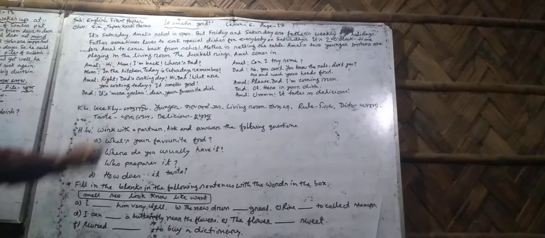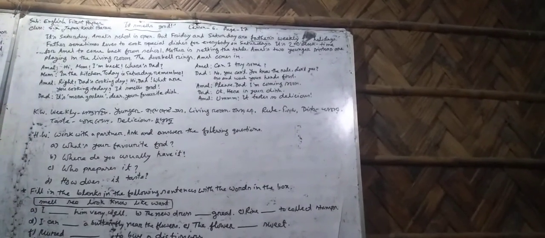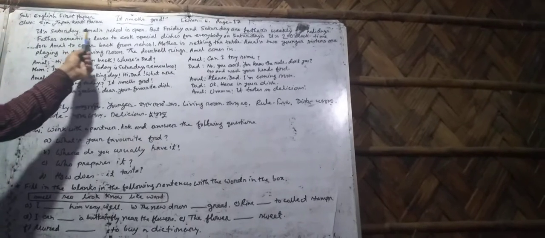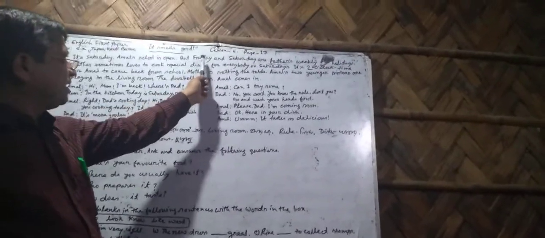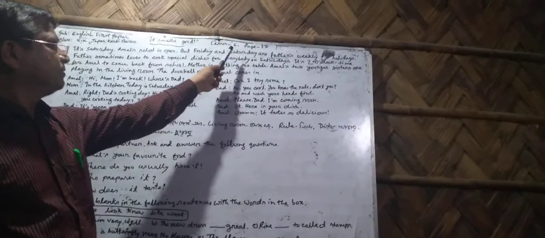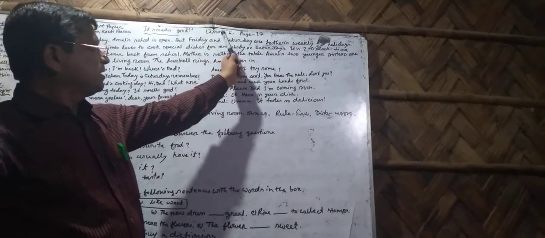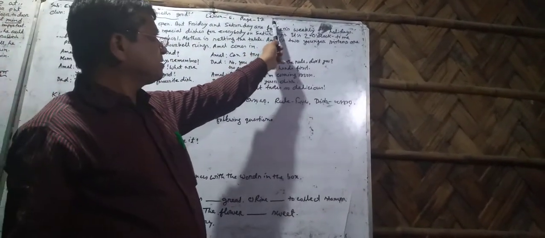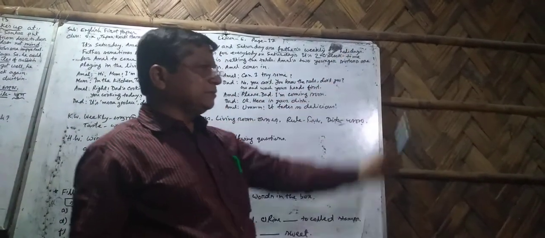Subject, English first paper. It is Saturday, Shonibar. Amol's school is open, Amoler school khola, but on Friday, Shukrubar, and Saturday, Shonibar are father's weekly holidays. Babar shaptahik chutir din.